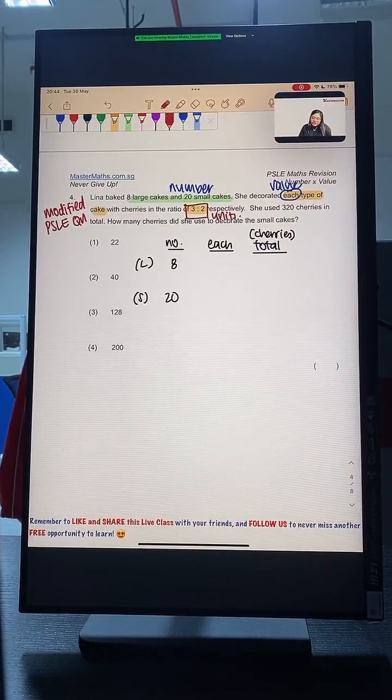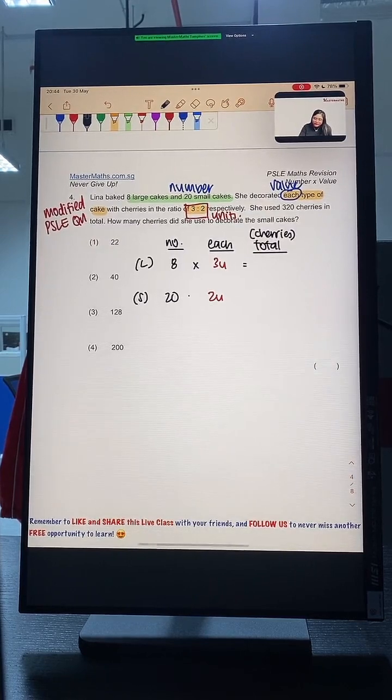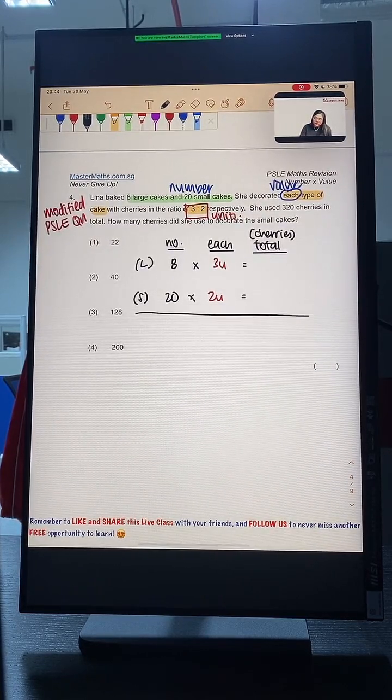So each large cake is going to get 3 units, and each small cake is going to get 2 units of cherries. Yes, 3 and 2, that's right. So what we want to do next is multiply. Number times each gives us total.